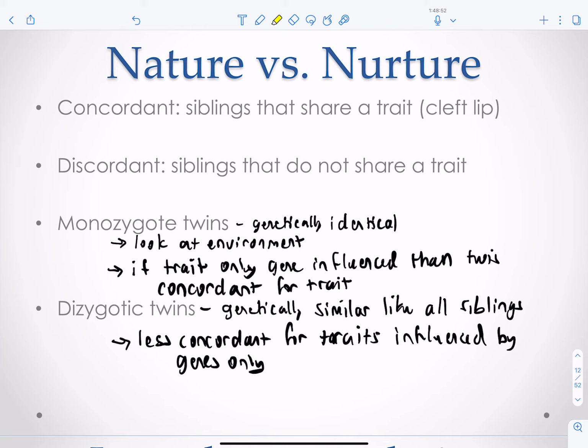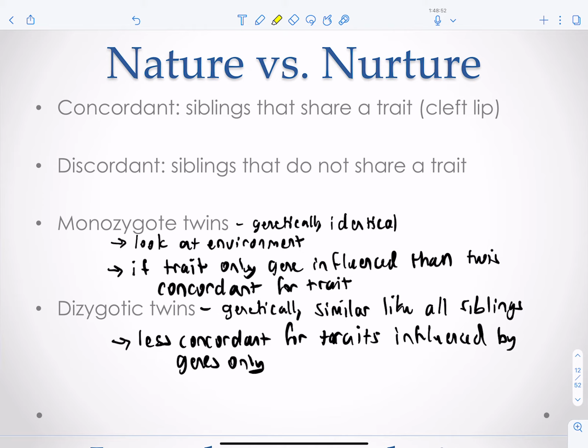And so we have concordant and discordant. Concordant simply means that you have siblings that have the same phenotype. They share a phenotype. And cleft lip would be an example of concordance. Discordant means that siblings do not share a trait. So one sibling gets a cleft lip, one does not.